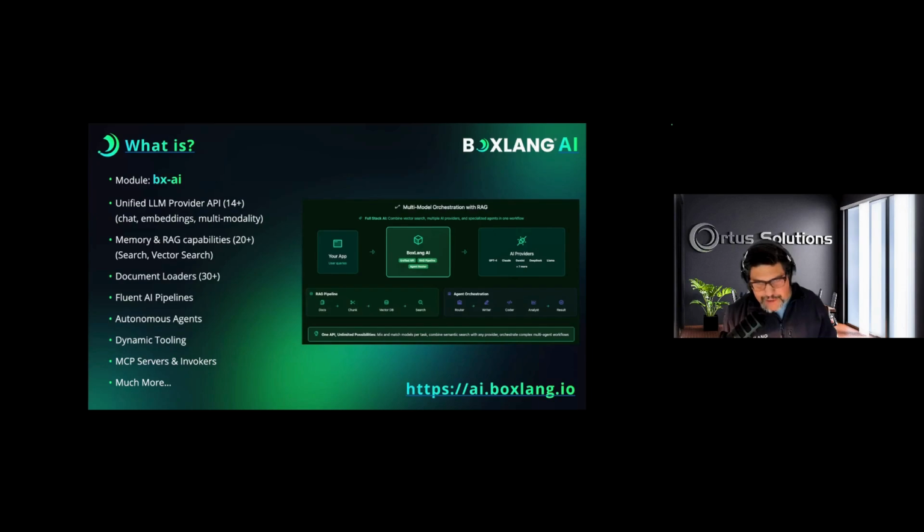Important. We saw that. That's the main shebang here, right? We want to be able to create agents. Dynamic tooling. How do we support tooling support? How do we create MCP servers? How do we invoke MCP servers? And much more. You can find out our website at ai.boxlang.io.